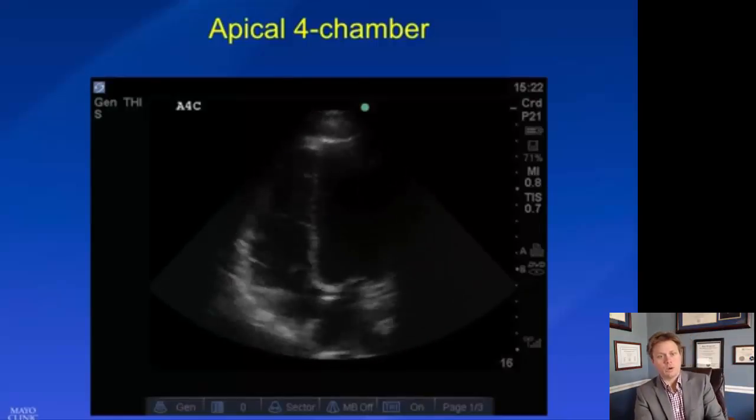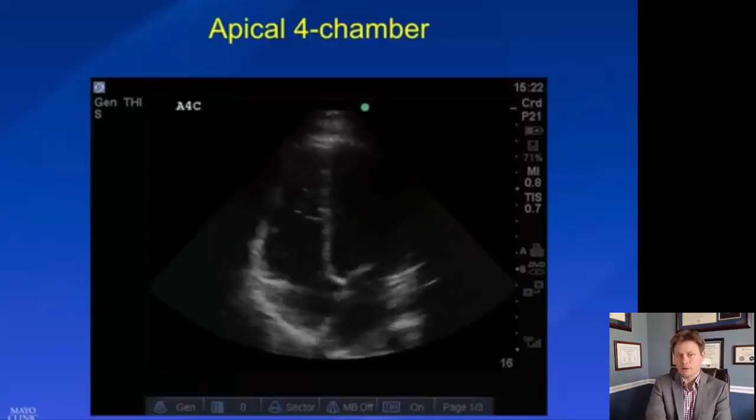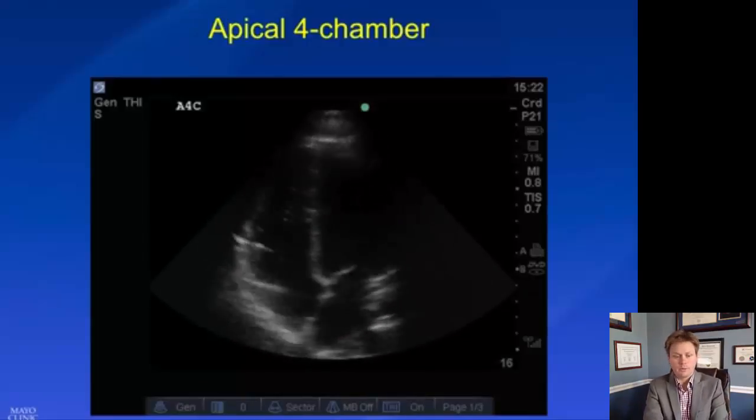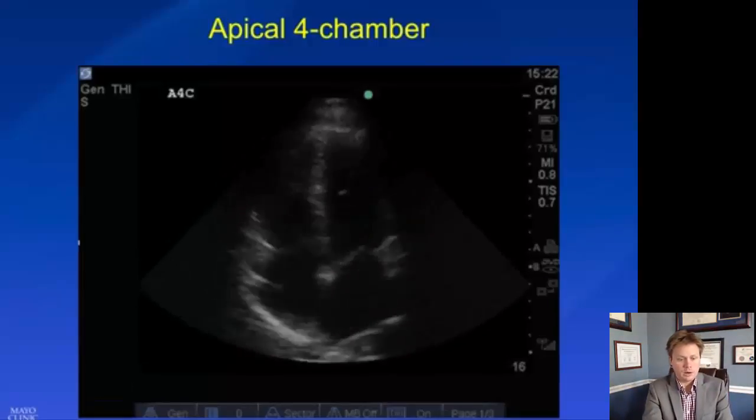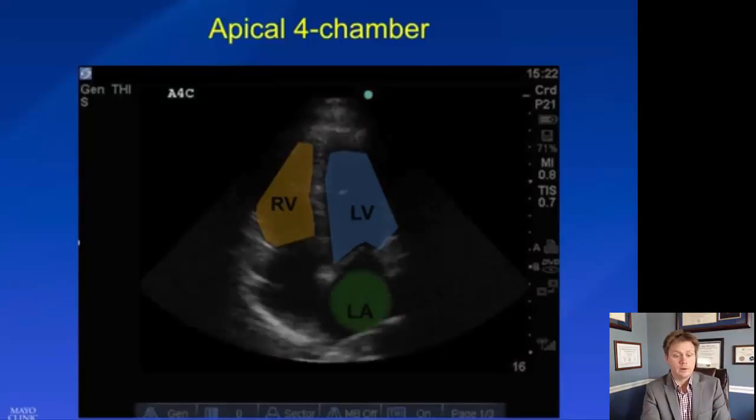Now here is a point where Mayo Cardiology actually does it differently than most of the rest of the world. So in the image you're seeing here, the left ventricle is actually going to be on the right side of the screen, the right ventricle on this side, and their corresponding atria. Most of the Mayo Cardiology department here actually does this as a mirror image.